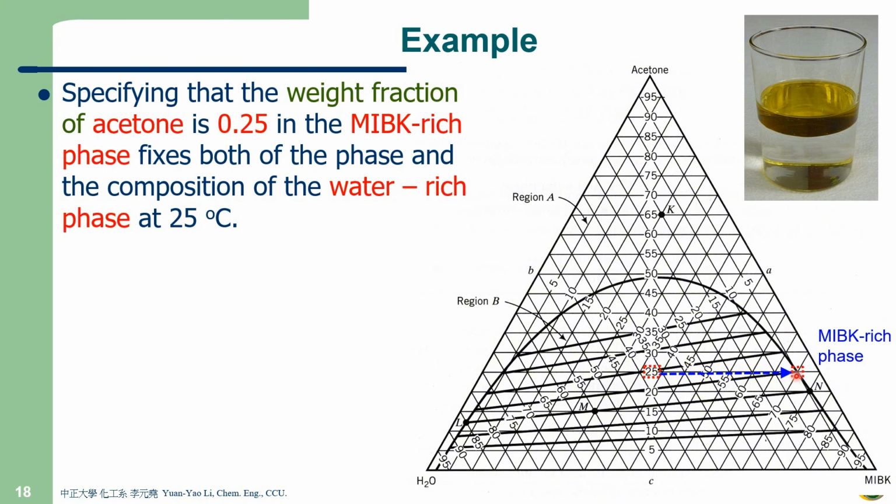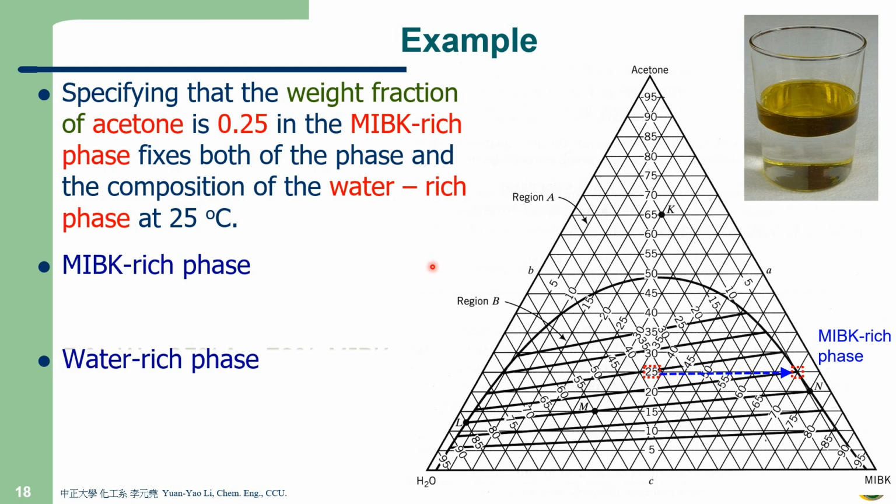Okay, so what's the composition in the MIBK-rich phase? Water, how many percent? 5%, right? Very good. Excellent. Okay, how about acetone? Acetone 25, right? How about MIBK? 70, right? Good, excellent. So you understand, you have two phases. One phase is the MIBK-rich phase, and you already got the answer: 5%, 25, 70.